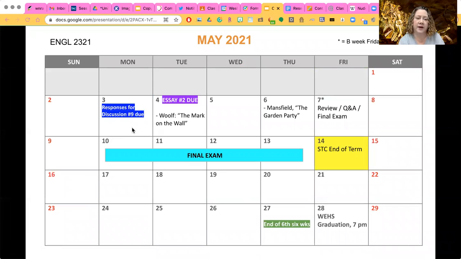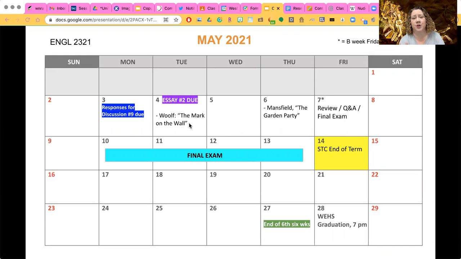All right, next week gets a little jammed up because responses for discussion 9 are due. That's the last discussion. And the essay number 2 is due on Tuesday. Some people have already turned it in, so I've already graded maybe 3 of them. And also we're going to talk about the story, The Mark on the Wall by Virginia Woolf.